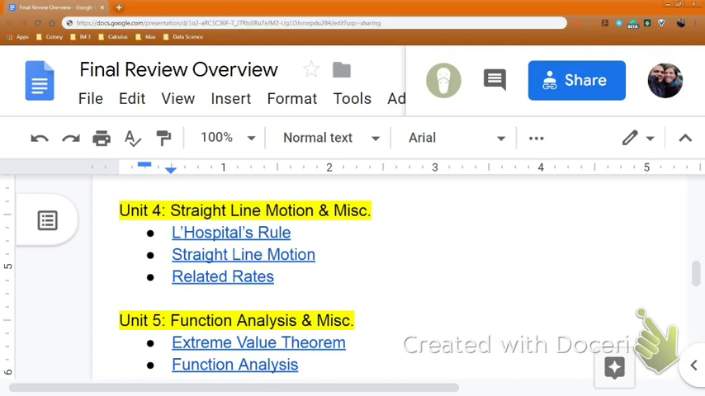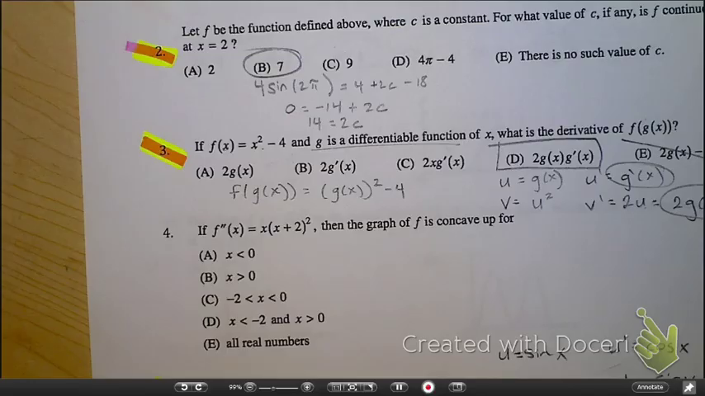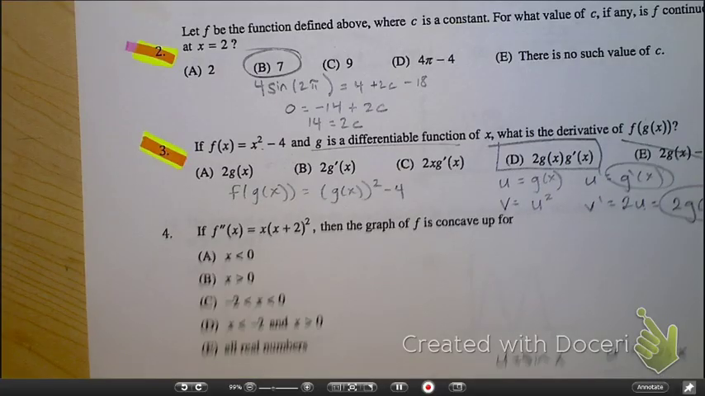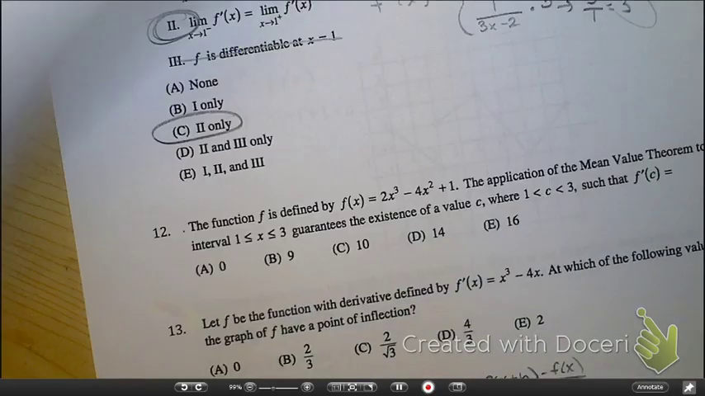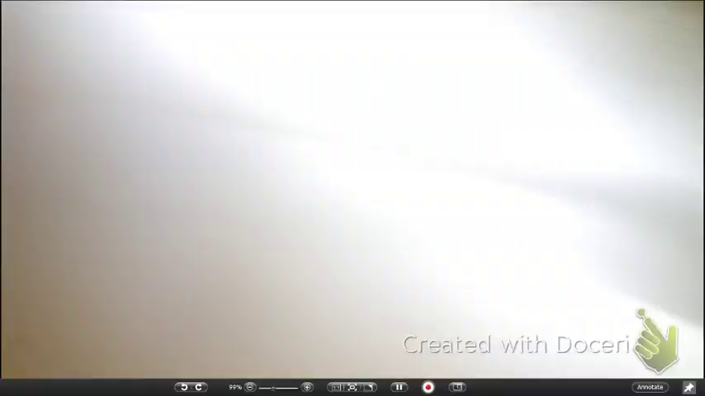Straight line motion is the main topic we're going to talk about right now, and then related rates as well we will talk about in some of these questions. So let's go ahead and get started. We'll look at some of these examples. There aren't any on the first page or the second page. The first one we'll look at is number 15.